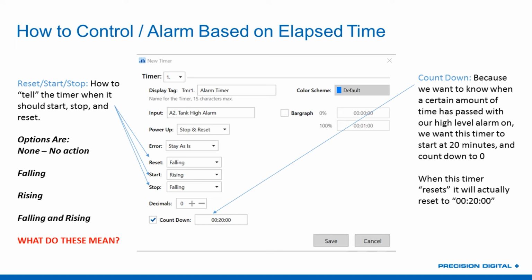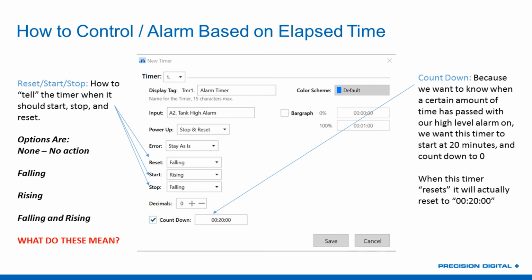So once we have that set up, now we've told the timer when we want it to do certain things, well, we also have to think about something else. We want to make this into an alarm. When 20 minutes passes by, we want to make this an alarm. And so the best way to accomplish that is to have the timer count down. And I'll explain to you why in a couple slides. And so what we want to do is make sure this countdown box is checked.